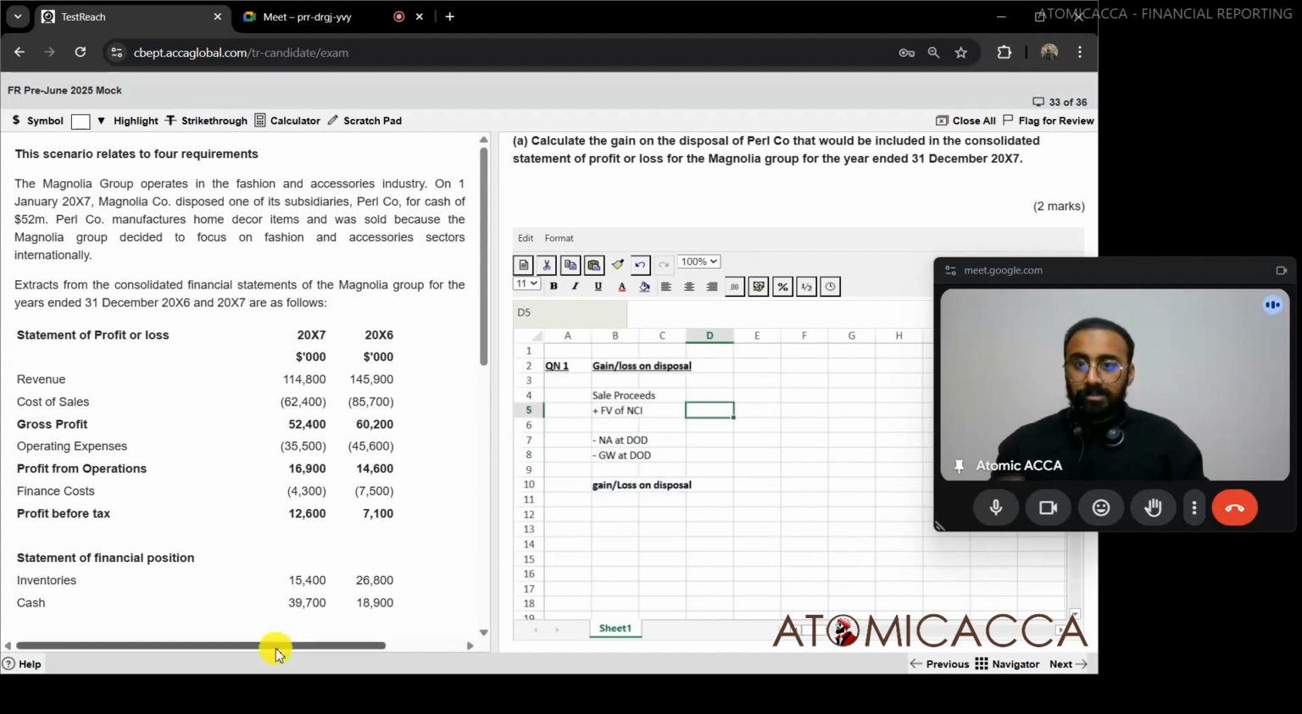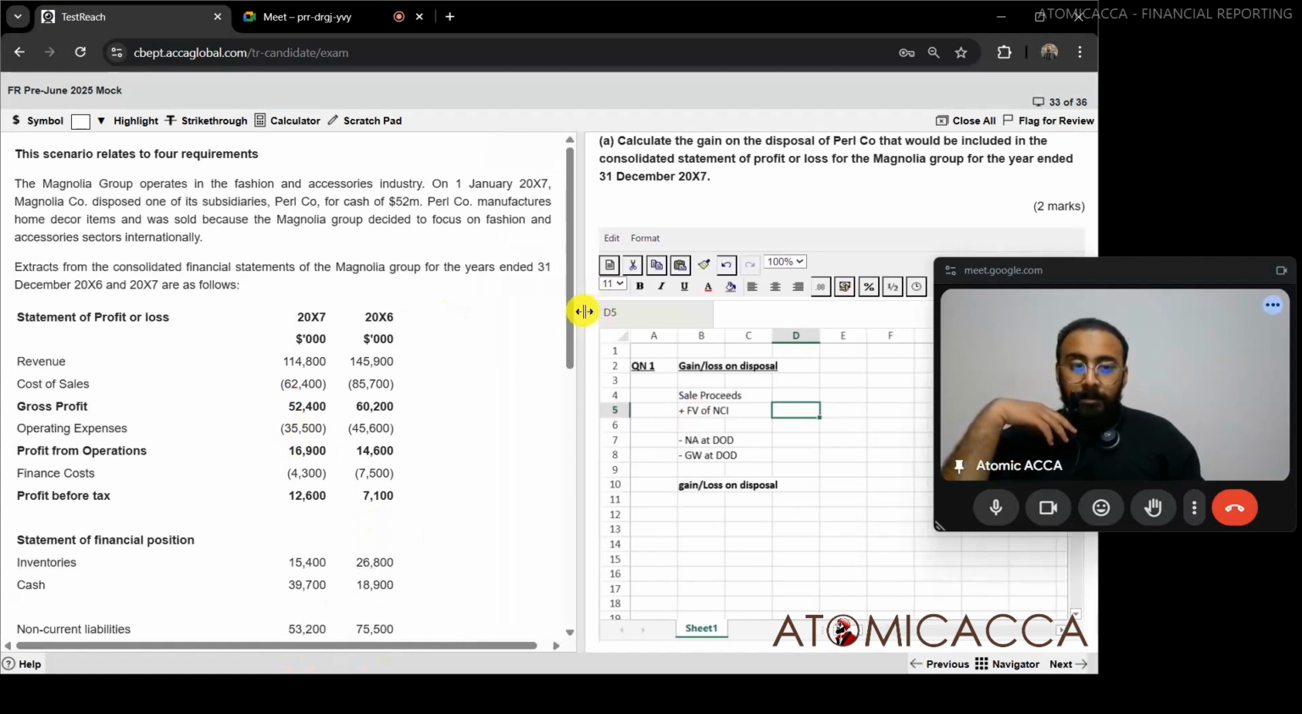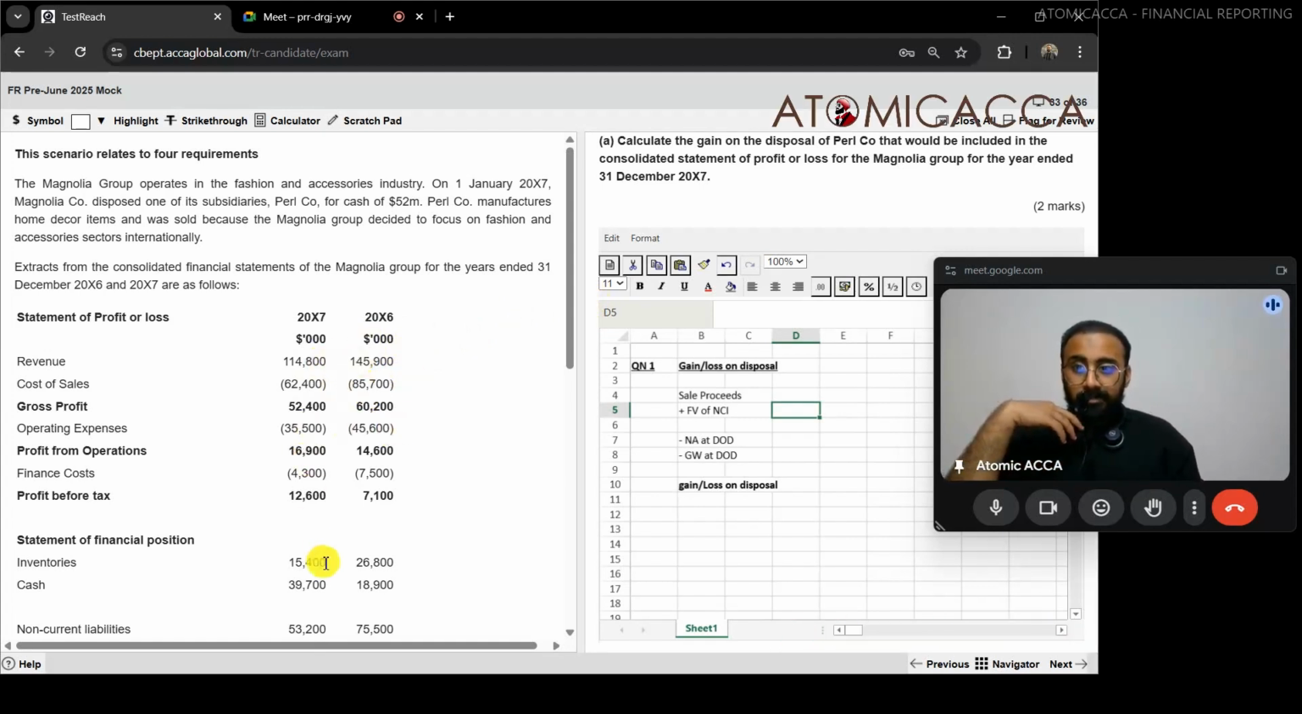All right, so let's read through this. Magnolia Group operates in the fashion and accessories industry. On 1st Jan X7, Magnolia Company disposed of one of its subsidiaries, Pearl Company. So in X6, Pearl Company is there. On 1st Jan X7, on day 1 itself, it got sold. So basically in 20X7, that subsidiary company is not there. And you sold it for cash of 52 million. So sale proceeds are 52 million.